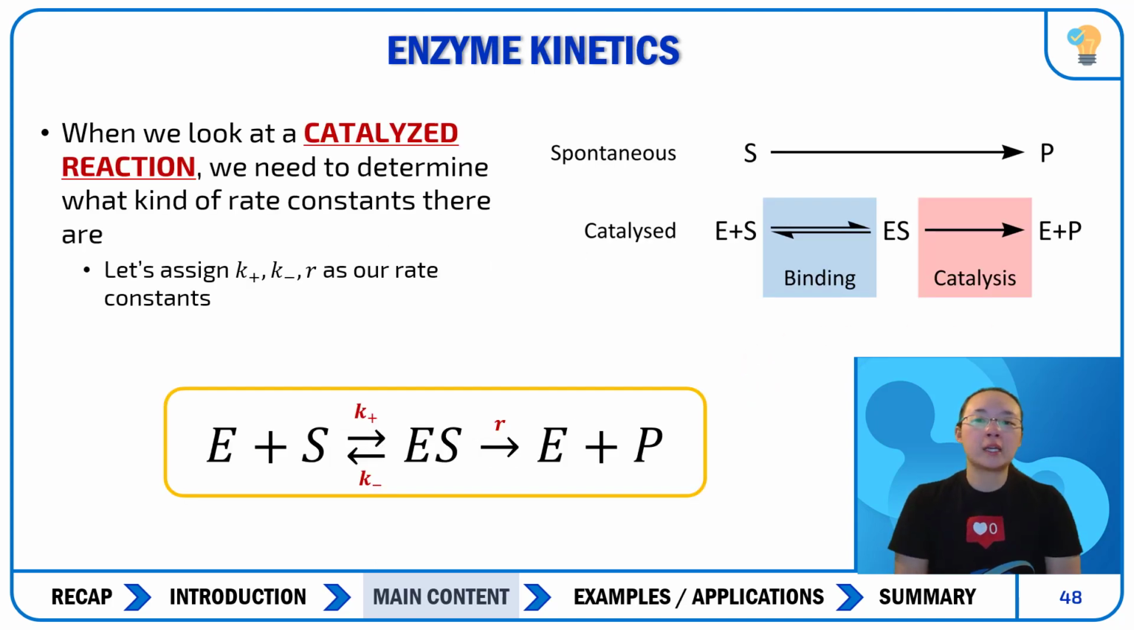So looking at enzyme kinetics, when we look at a catalyzed reaction, we have to determine what kind of rate constants there are. So let's assign these three values as our rate constants. We have K plus for the forward reaction, K minus for the backwards reaction from ES to E plus S, and we have a positive rate constant because it forces every ES complex to go towards E and P. There is no reversible process for this one.